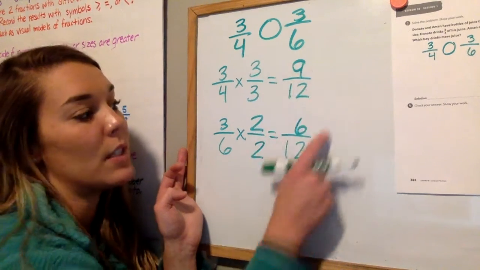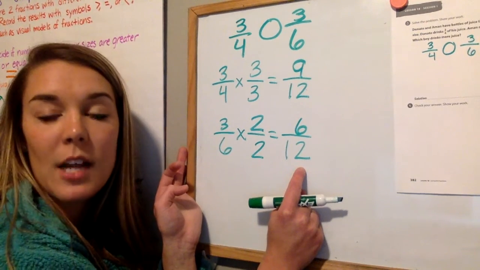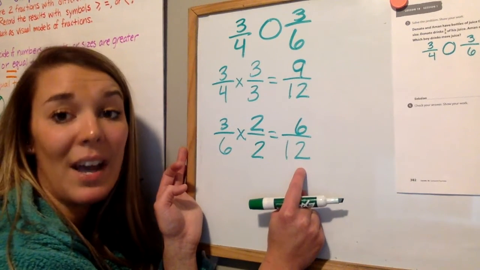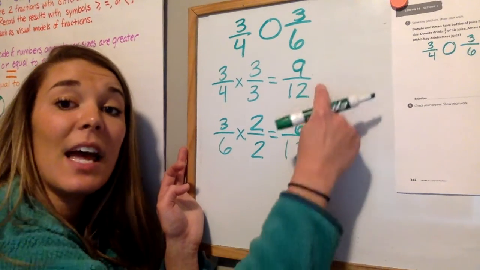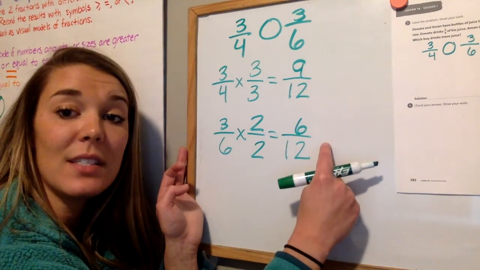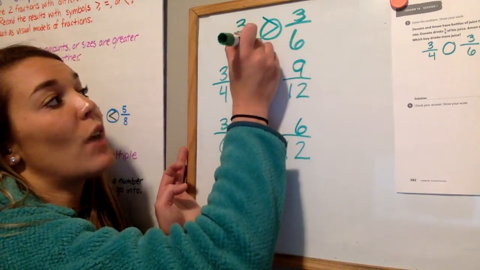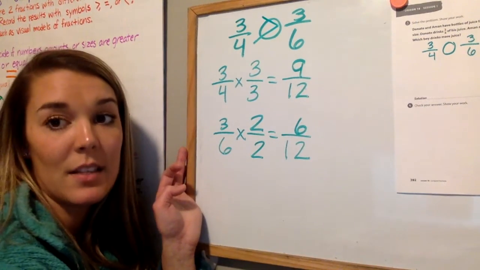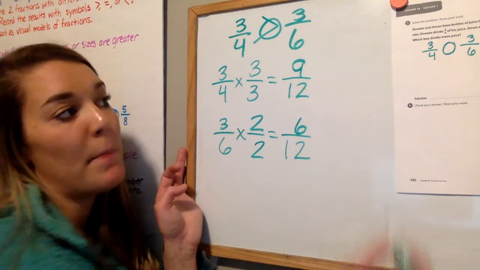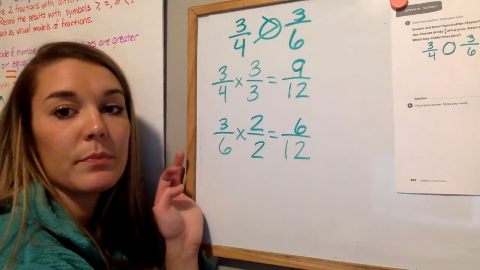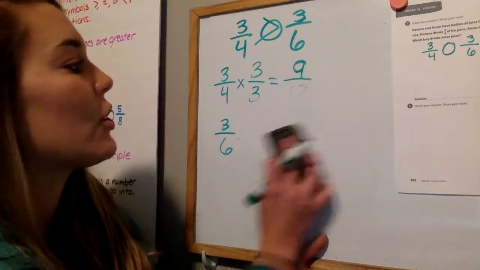Now I can compare because I have two fractions that have the same denominator, or common denominator, okay? So I know 9 is greater than 6, so that means 9/12 is greater than 6/12. So 3/4 is greater than 3/6. Okay? So on your paper, you would put this work right here. I just want to be able to see it. Okay, then it says check your answer.